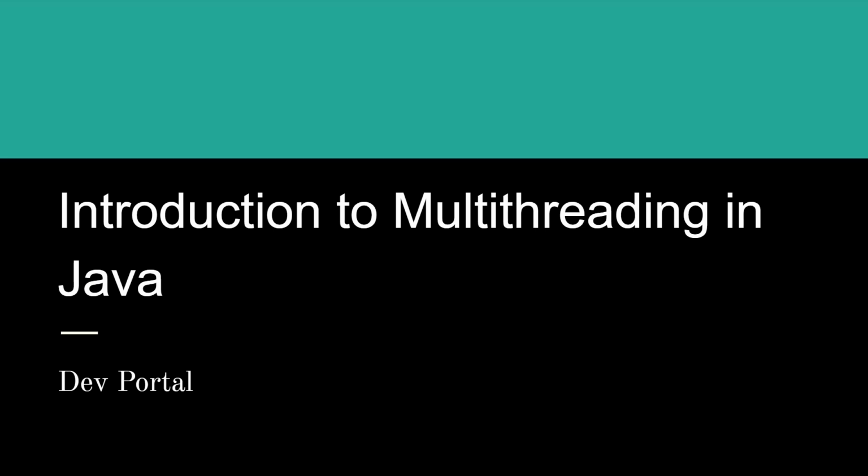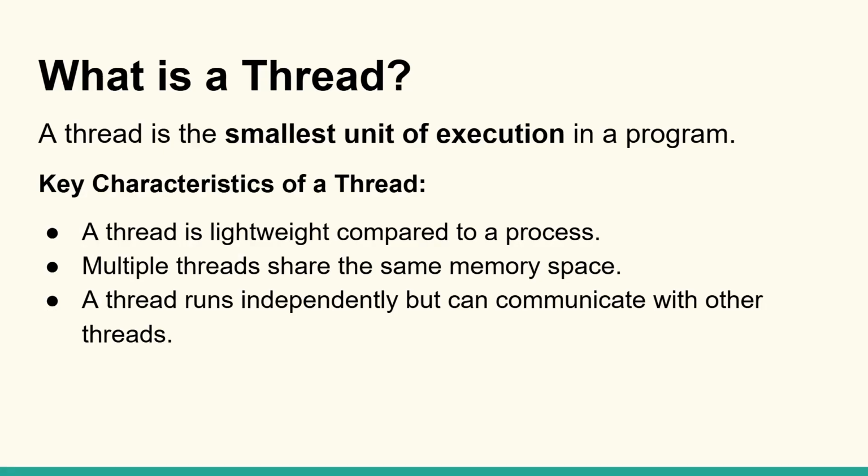Today we are starting a new series on multi-threading in Java. It is one of the most important concepts in Java, especially for improving performance and efficiency in modern applications. In today's video, we are going to cover what a thread is, and then we will see the key differences between process and thread. And then we will discuss some of the benefits of multi-threading in Java. So let's get started.